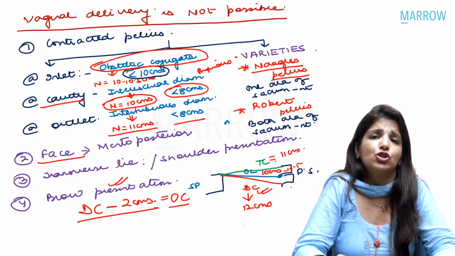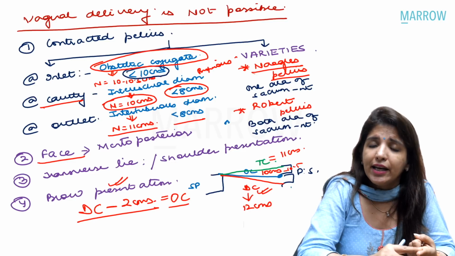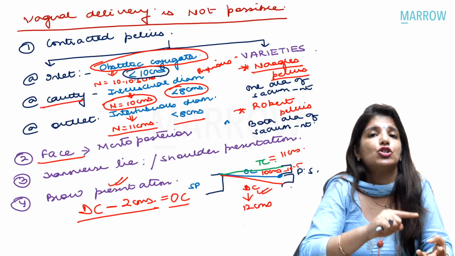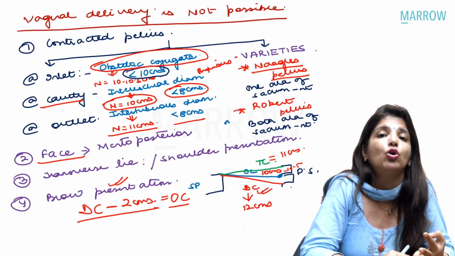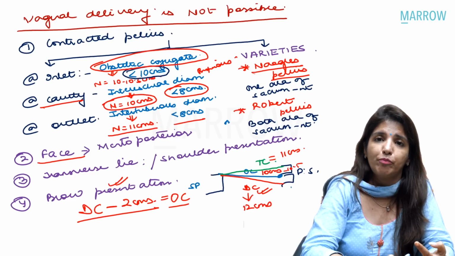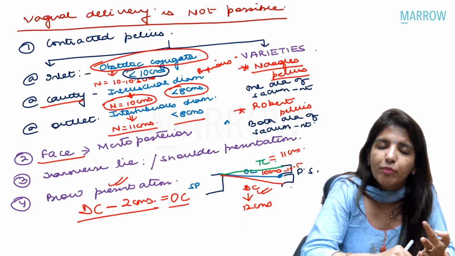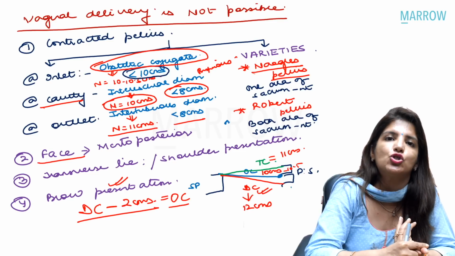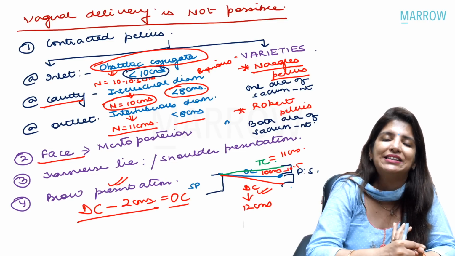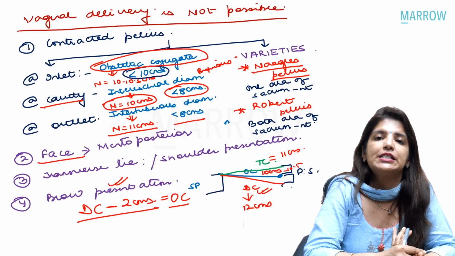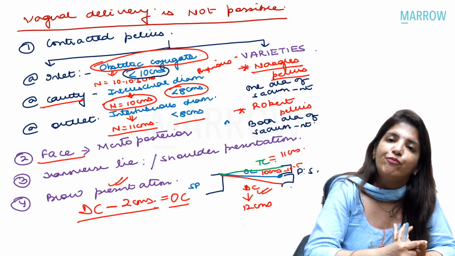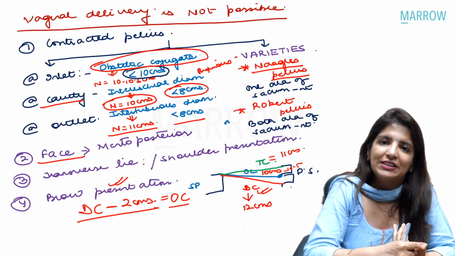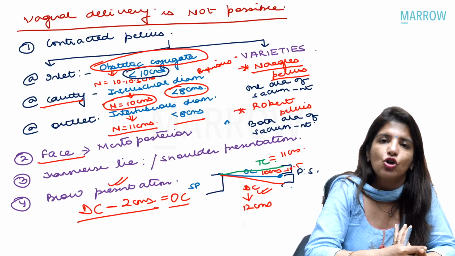So please make a list of these conditions. In case of transverse lie, vaginal delivery is not possible. In brow, vaginal delivery is not possible. In face in mento posterior, vaginal delivery is not possible. Vaginal delivery is not possible in monochorionic, monoamniotic twins. Vaginal delivery is not possible in case of placenta previa, if it is type 3 or type 4, that is your incomplete or complete varieties of placenta previa, then vaginal delivery is not possible.